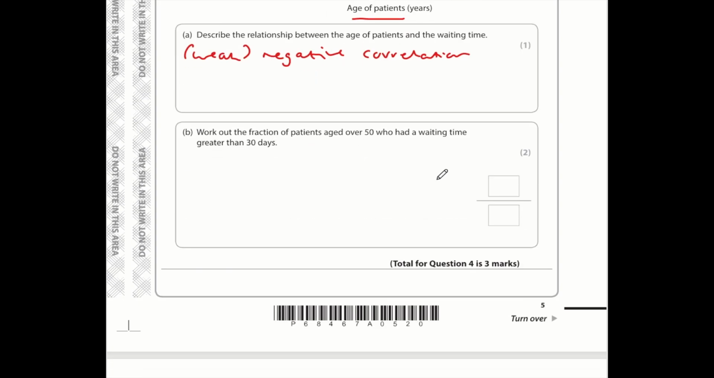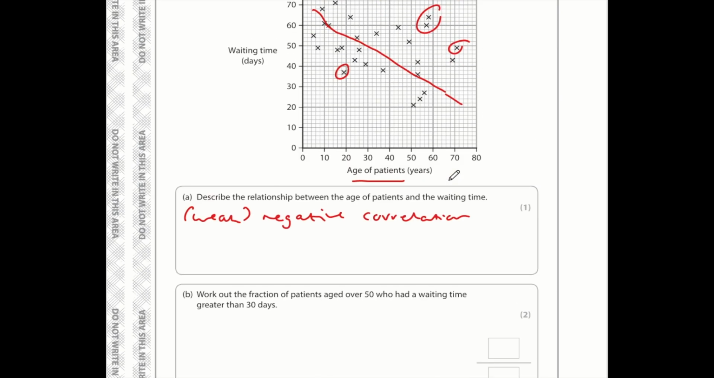Work out the fraction of patients aged over 50 who had a waiting time greater than 30 days. So how many aged over 50? So this is the aged 50 line here. So how many are over 50? 1, 2, 3, 4, 5, 6, 7, 8, 9. So out of the 9, how many had to wait over 30 days? So the ones who had to wait over 30 days will be above this line here, the 30 days. So 1, 2, 3, 4, 5, 6.